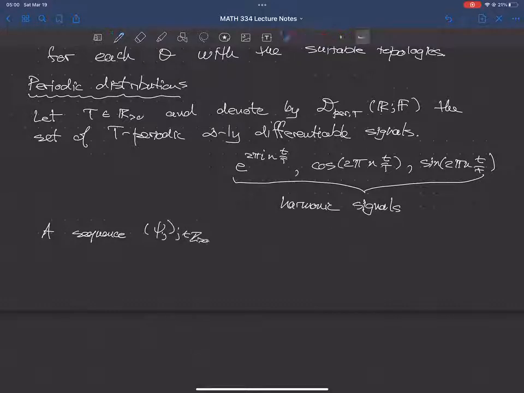So I'm going to be working with both D_per and D here. So let me write things in D_per as psi, and I'll reserve phi for things in D. Okay, so a sequence psi_j in D_per^T(R, F) converges to psi.